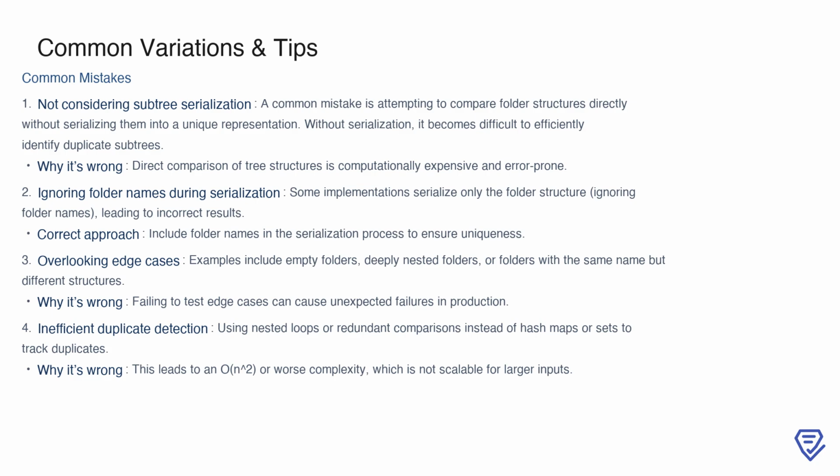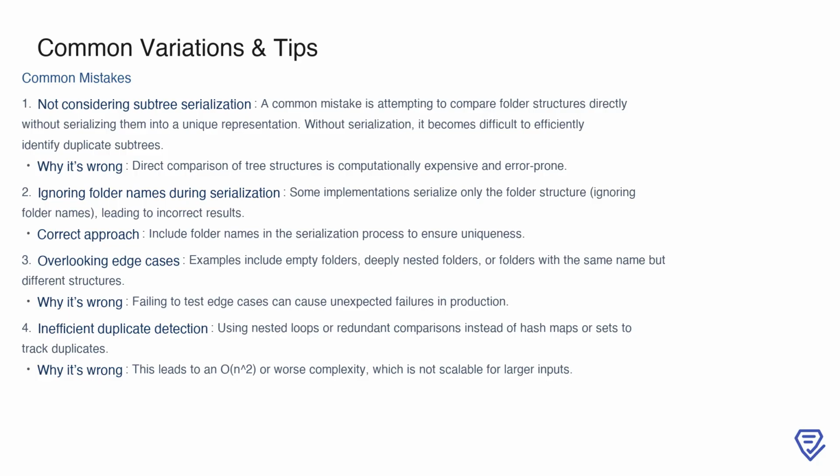Additionally, edge cases such as empty folders, deeply nested structures, or folders with identical names but different contents are often overlooked. Missing these scenarios can lead to unexpected failures during testing or production. Lastly, inefficient detection methods, such as using nested loops or redundant comparisons, can cause your solution to run in quadratic or worse time complexity. Instead, leverage hash maps or sets to track duplicates efficiently, ensuring your solution can handle larger datasets with ease.